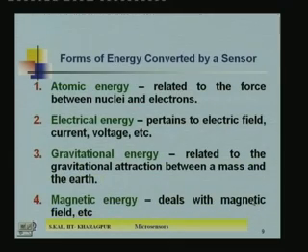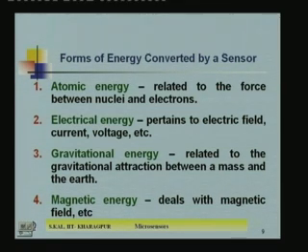Now, what are the different forms of energy converted by sensor? Those forms of energy are many. One is atomic energy, electrical energy, gravitational energy, magnetic energy and so on. So, atomic energy relates the force between nuclei and electrons. So, that is the atomic energy. Electrical energy pertains to electrical field, current or voltage.